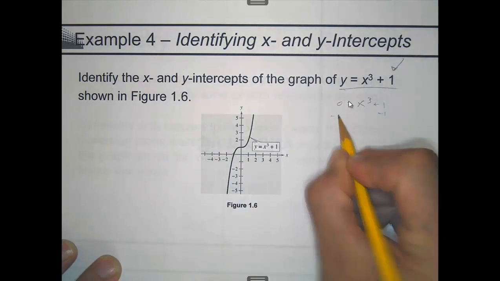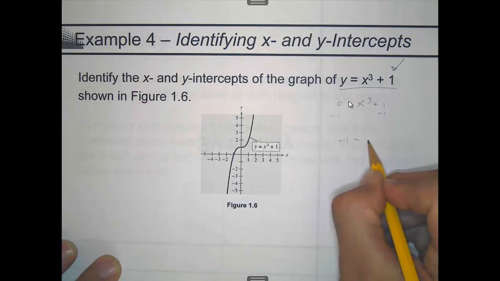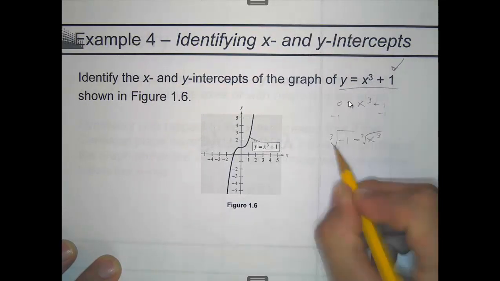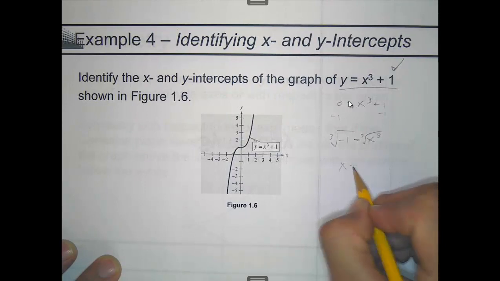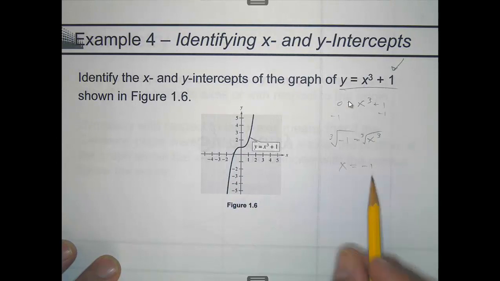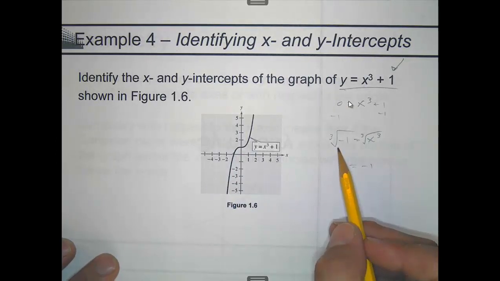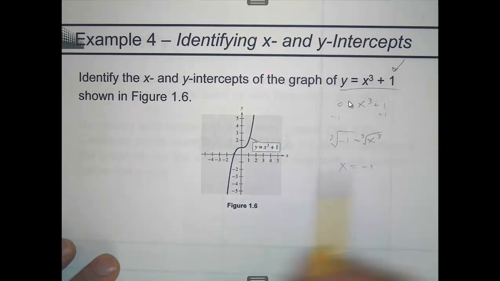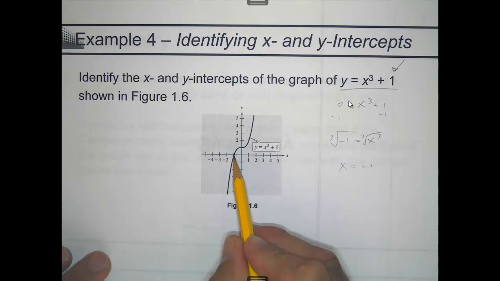You can subtract 1 from both sides. And then you can take the cube root of both sides. Now the cube root of -1 is -1, so the x-intercept is -1. You can take the cube root of a negative number. We're going to learn and talk about all year long that we can't take an even root of a negative number. We can take a cube root of a negative number, we get -1. That is how algebraically you can find your x-intercept.